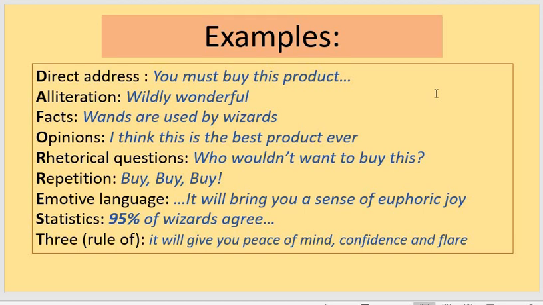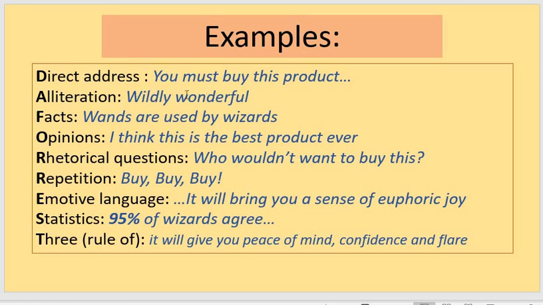Now, the advert said you needed to use at least 3 of these features. I don't want you to copy any of these. So if I see any of these in your writing, I won't be happy. I'd like you to come up with your own. That's far more exciting and creative. So direct address: you must buy this product. So you're talking to the customer directly. You are directly addressing them, you.